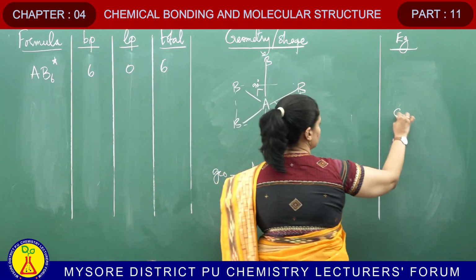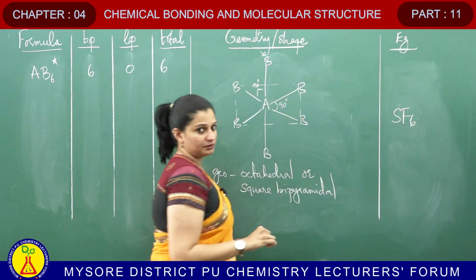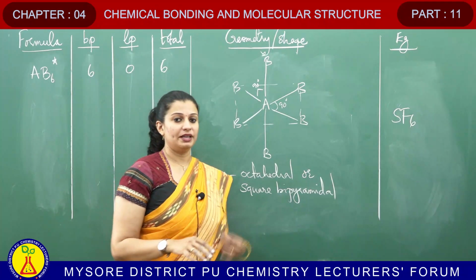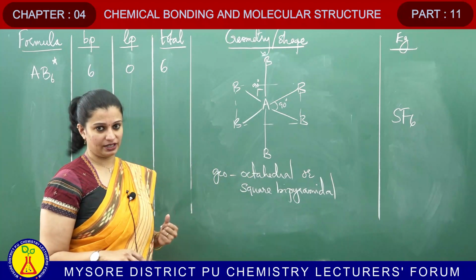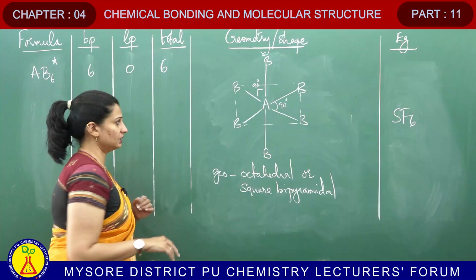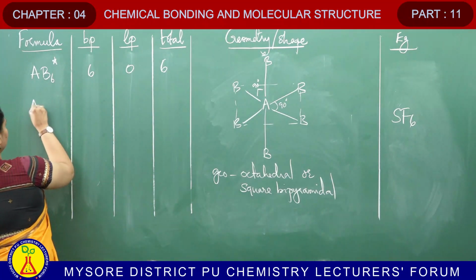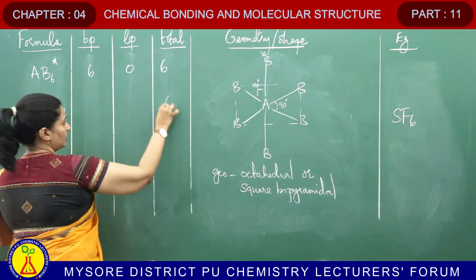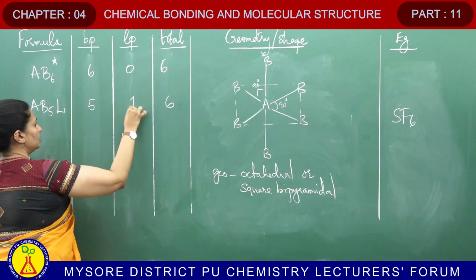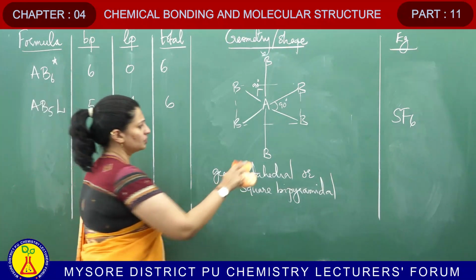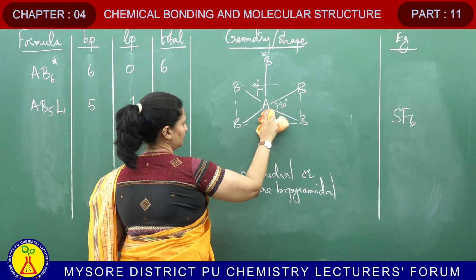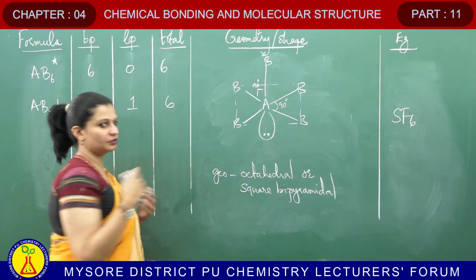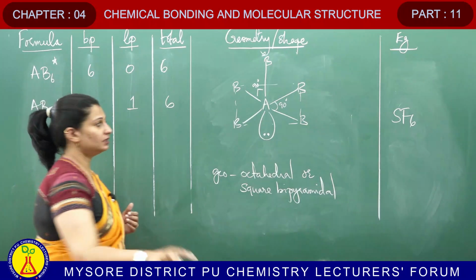The example for this is SF6. Sulfur belongs to group 16, 6 valence electrons, all of it has been used up for bonding with fluorine, no lone pair. So it is a regular geometry of octahedral or square bipyramidal. Okay. Now, if I introduce a lone pair, so if you have AB5L, total remains 6, but this will be 5 and this is 1. So what do I decide to do? I will take one of the positions and I will put a lone pair there. So if I put a lone pair at the axial position, for now I will say axial position, if I put it there, then what happens?